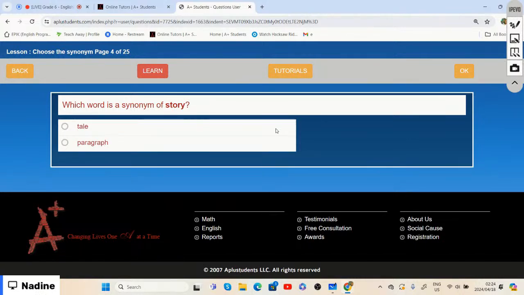Story. What is another word for story? Is it a tale or is it a paragraph?